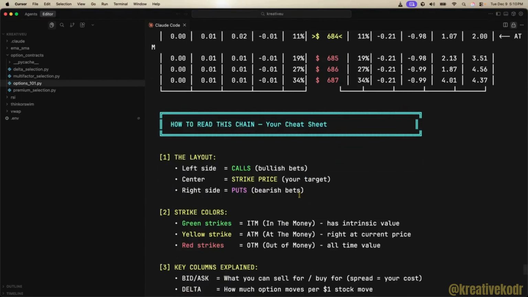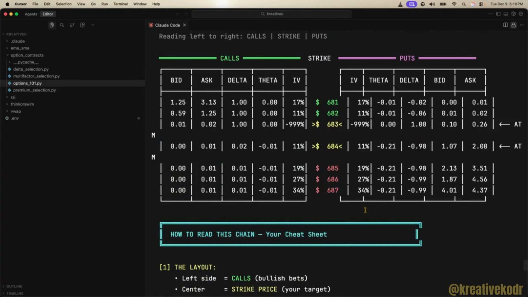So here's a cheat sheet. On the left side are calls, the bullish bets. Down the center is the strike price. These are going to be our targets. On the right side are puts. These are the bearish bets. The green strikes are in the money and have intrinsic value. What is intrinsic value? It is the strike price minus the what?